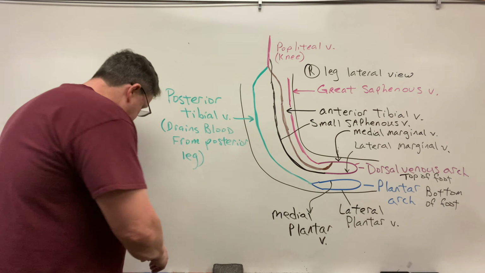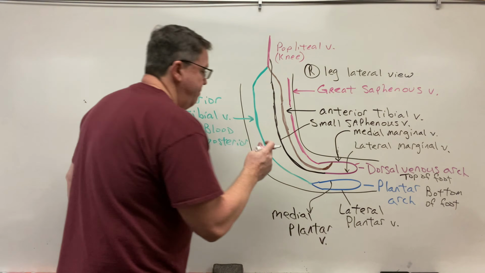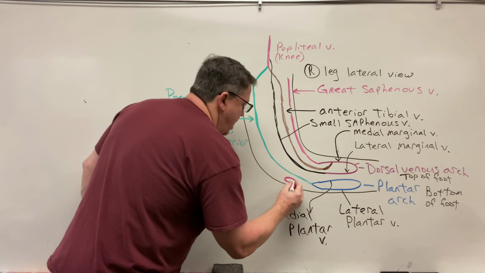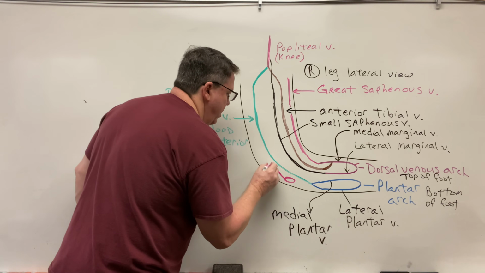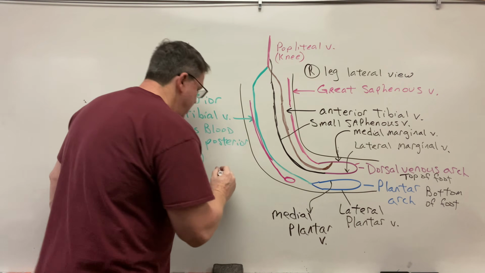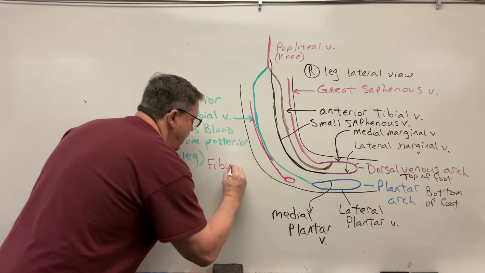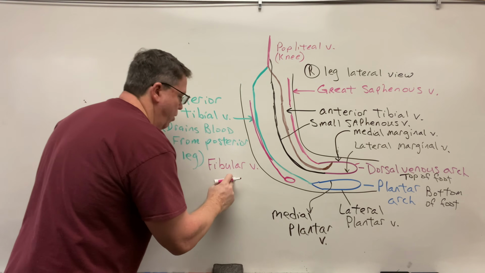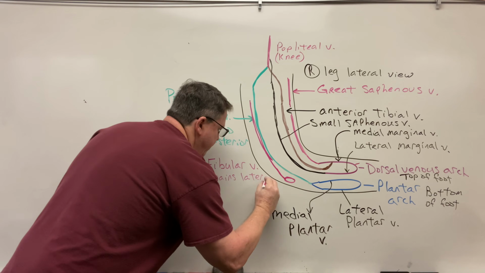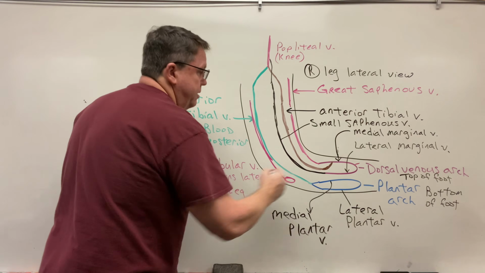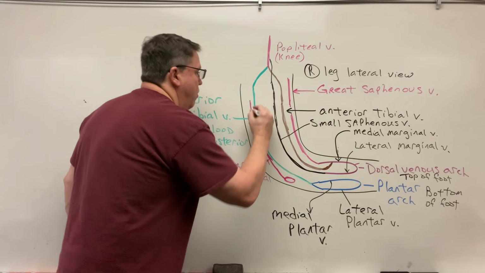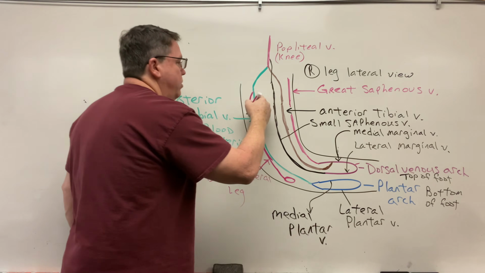One last one that's here is, I have our veins that come together. And what they're going to do is they are going to make something called the fibular vein. So this is my fibular vein right here. The fibular vein is also known as the peroneal vein. This is going to drain the lateral leg, just like my small saphenous vein does. So my fibular vein here is going to eventually go into the posterior tibial vein.